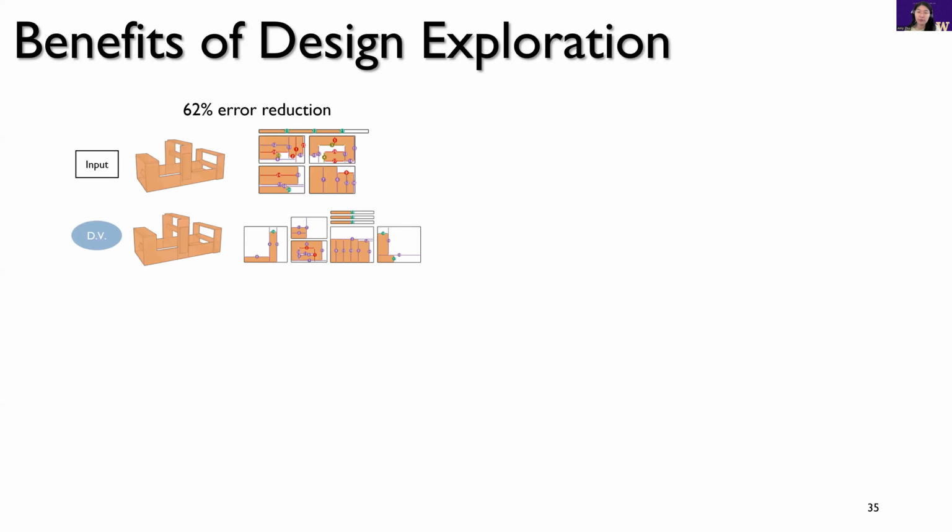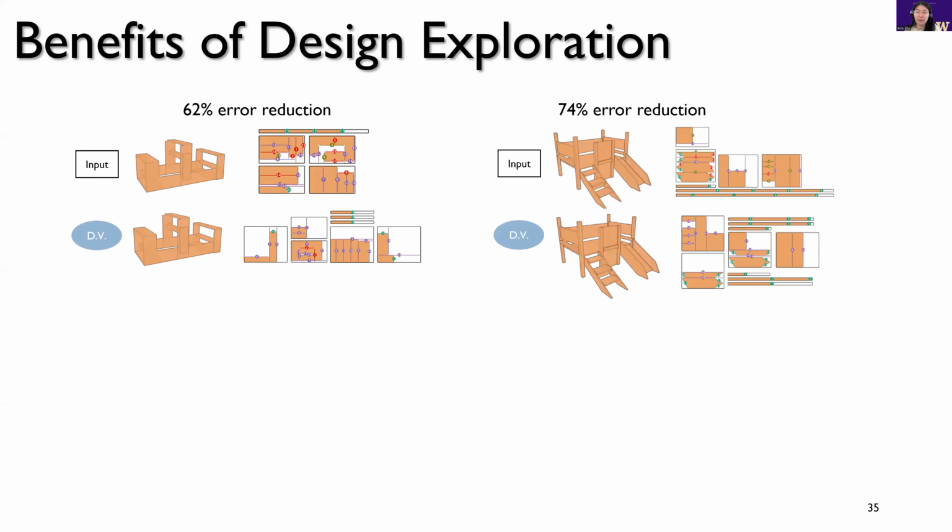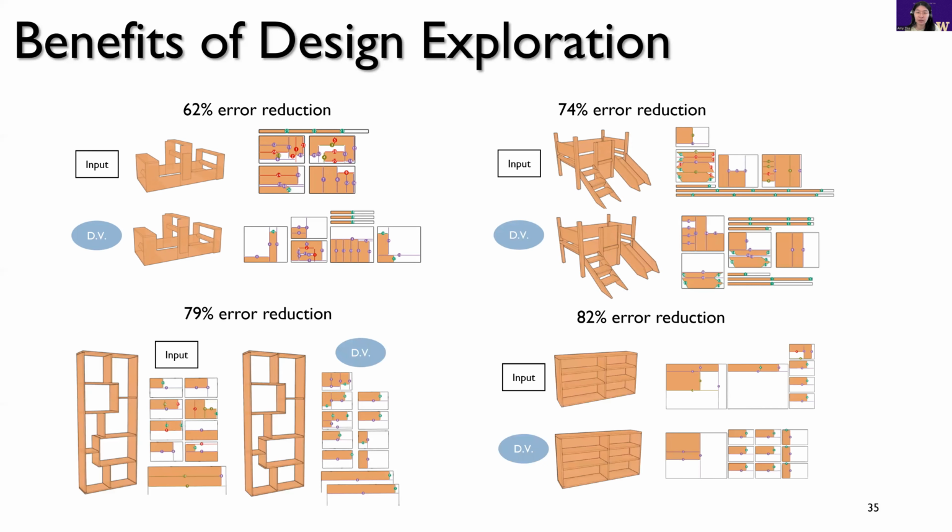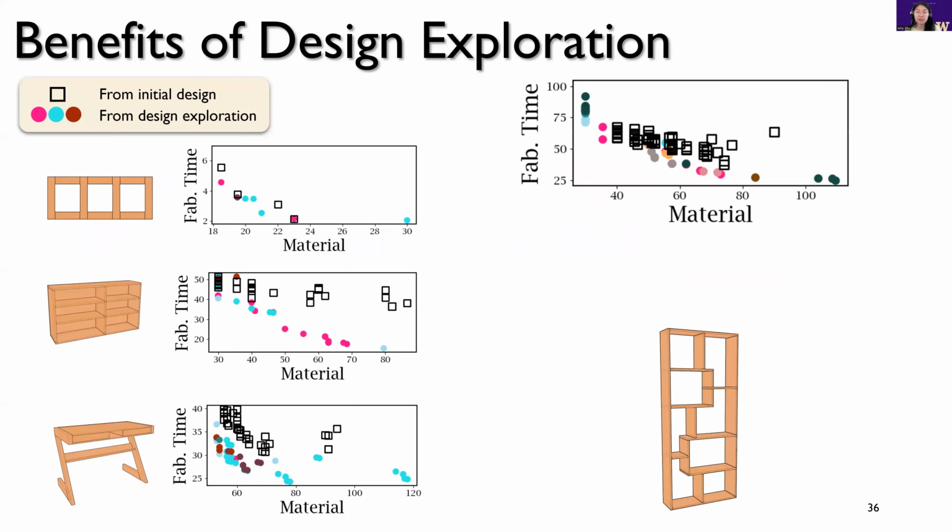For the hobbyist or professional who values precision and the quality of the final product above all else, design exploration can help here too. For 4 models, we find solutions that reduce error by 62 to 82%. We conclude that design variations have the potential to find even more optimal fabrication plans for a single metric. But we also want to show that exploring design variations can meaningfully improve a user's ability to find a fabrication plan at the right trade-off. We found that the design exploration leads to a wider diversity of plans. That is, more points in more places on the Pareto front.